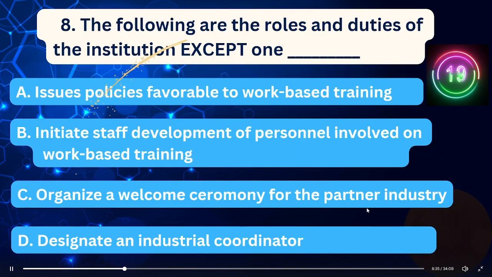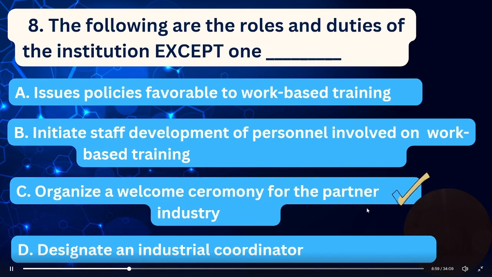The following are the roles and duties of the institution except one. A. Issue policy favorable to work-based training. B. Initiate staff development of personnel involvement on work-based training. C. Organize a welcome ceremony for the partner industry. And letter D. Designate an industrial coordinator. The answer is letter C. Organize a welcome ceremony for the partner industry.